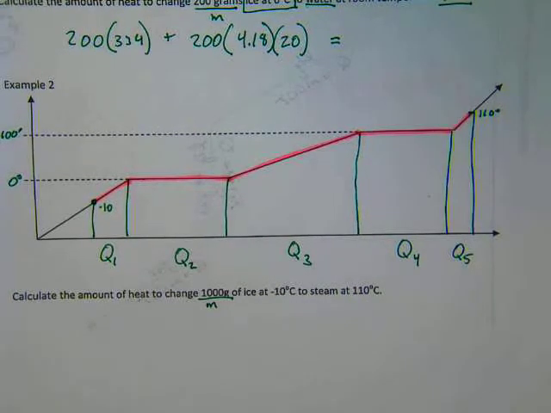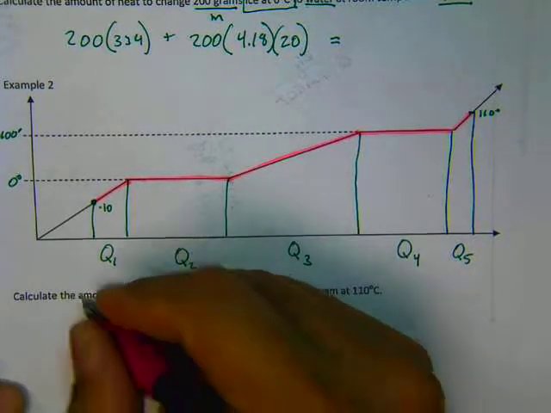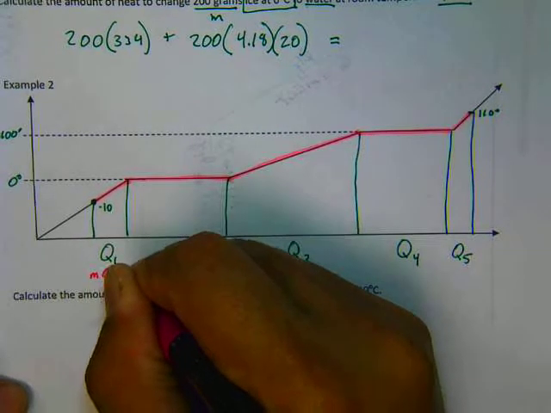Okay? All right, so I'm just pre-planning here. Are there any questions on how I divided this all up? So all we need is our formulas then. For Q1, what are we going to use? Which formula? MC delta T.